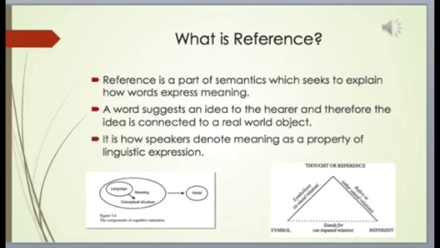Now, moving on to the second topic, we will be defining reference. Reference is a part of semantics, which aims to provide an explanation of how different words can express meaning. A word suggests an idea to the hearer, and then this idea is connected to a real-world object. And this is a way that speakers denote meaning as a property of linguistic expression.